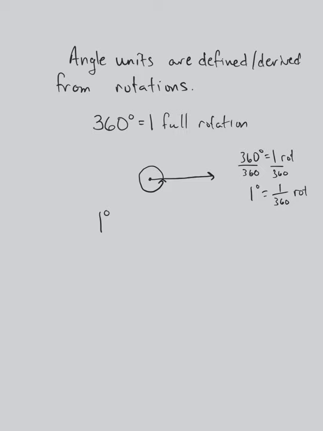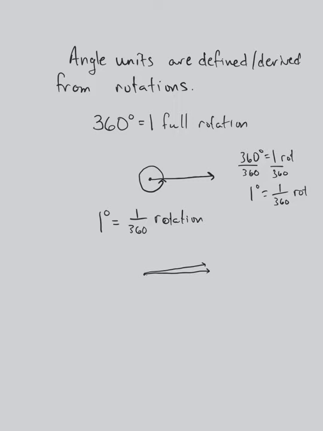Okay, so 1 degree is 1/360 of a rotation. Now we can't draw that perfectly, but you could imagine going and cutting this circle into 360 equal pieces like that, and then your 1 degree would be right in there. Okay, so that's a very small rotation. That's an important thing to keep in mind. 1 degree is actually very small. Okay, so the idea is that I should be able to draw 360 of those little angles to get around to a full rotation.